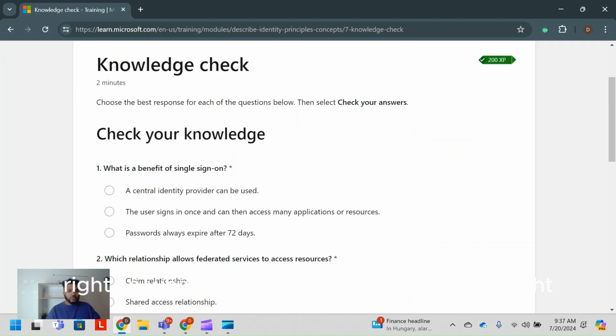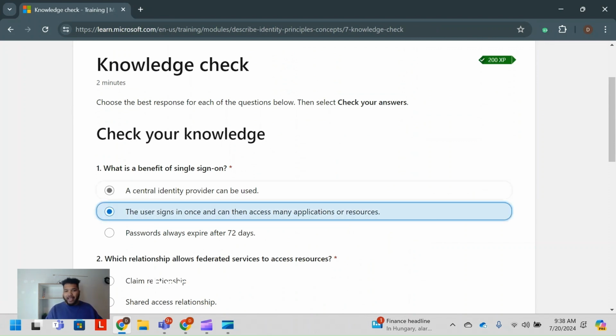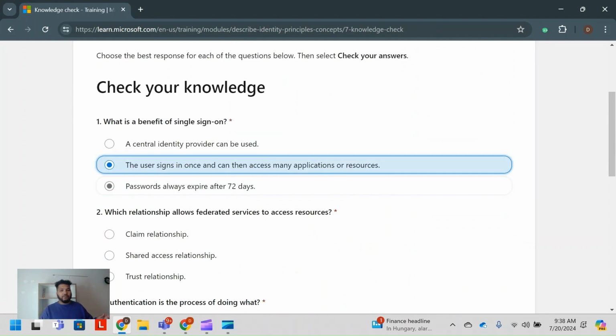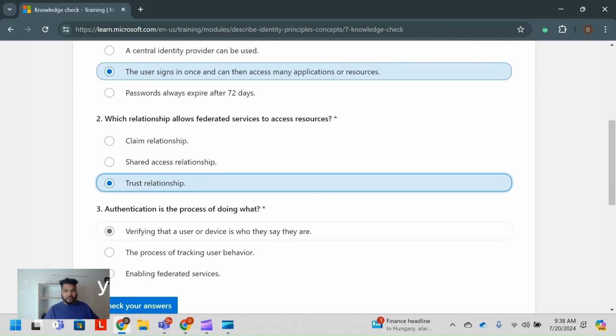So what is the benefit of single sign-on? Send it to identity provider, passwords always expire, or user signs in once and then can access many apps. Hopefully everyone knows this: multiple app access, right? Which relationship allows federated services to access resources? We just did this. It's a trust relationship, right?